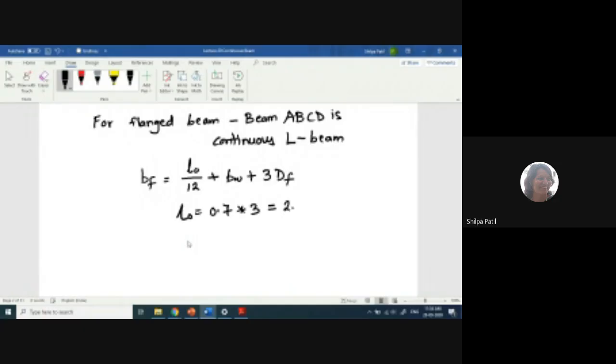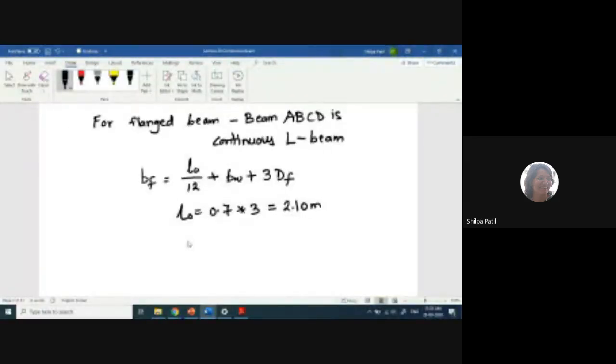It is 2.10 meters. Okay. And what is DF? DF is the depth of the flange. So the slab which is taking part in making the flange portion of the beam, its depth we have to consider. So what is the depth of the slab? It must be given in the problem statement. So just look into the problem statement and tell me the value. 120 mm. Okay. So it is 0.12 here.